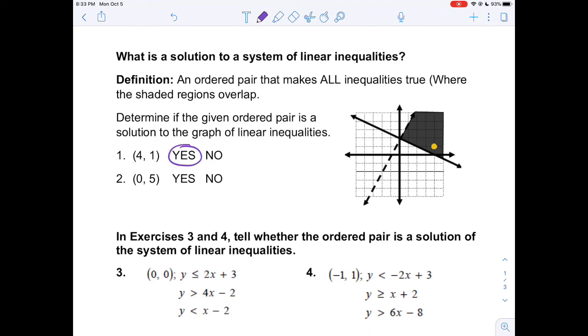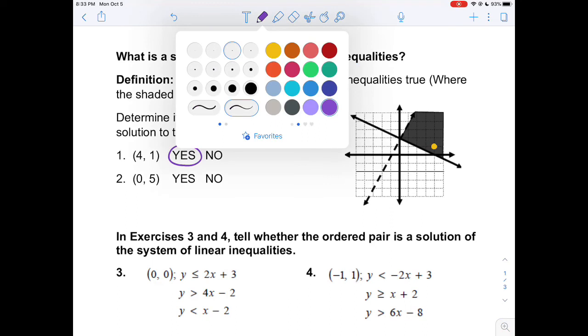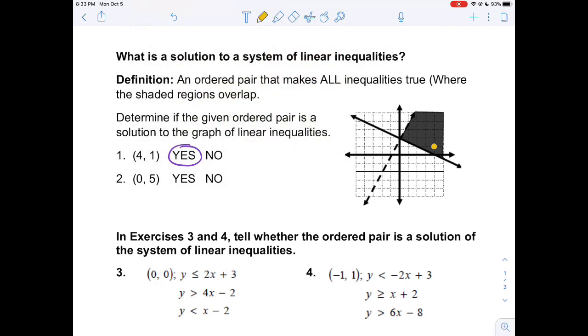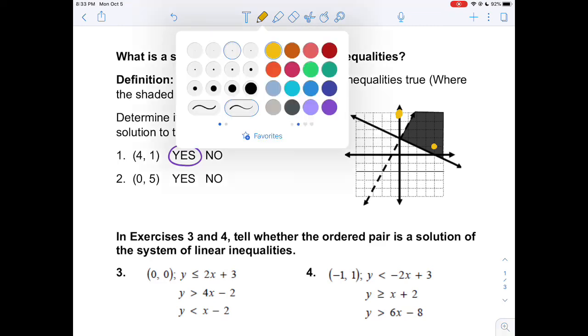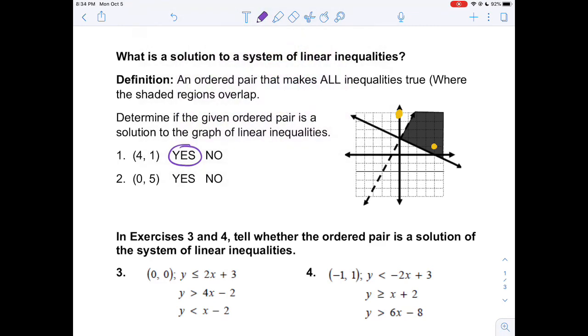Now, similarly, if we plot the point (0, 5), so we're moving up 5 to right here, we can see that that is not in the shaded region, and therefore that is not part of the solution to the system of linear inequalities.